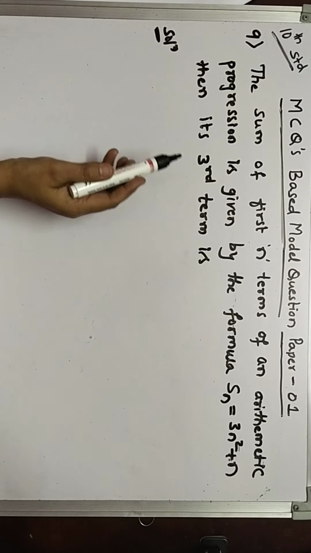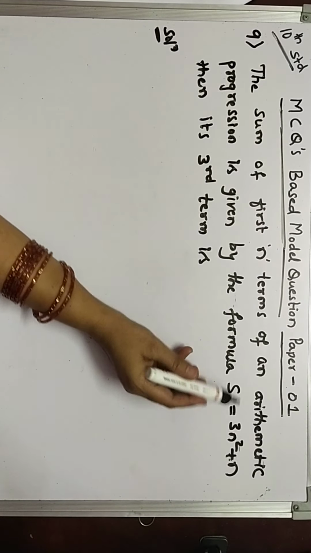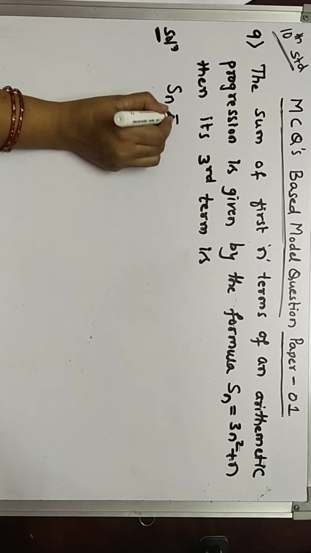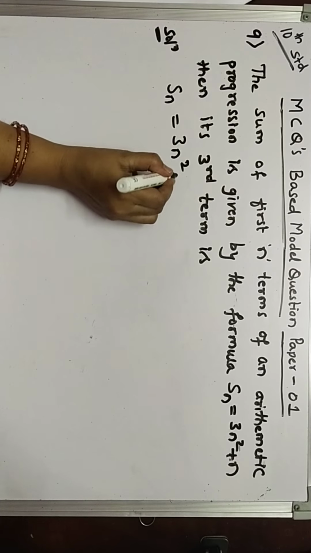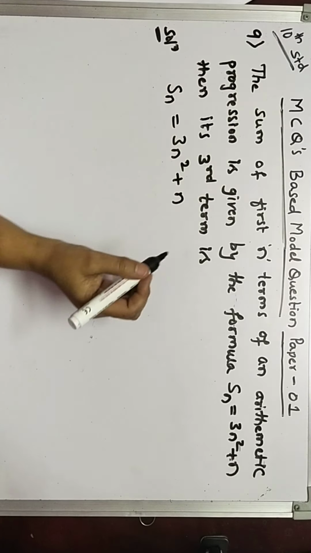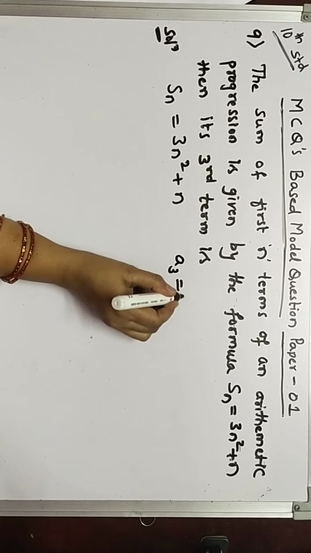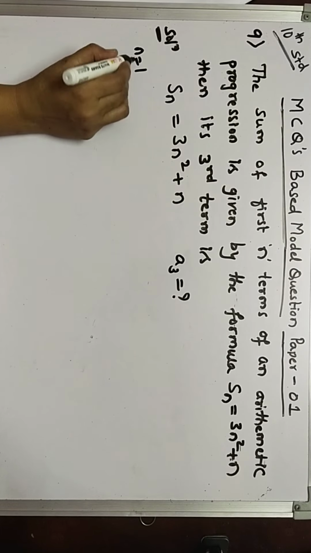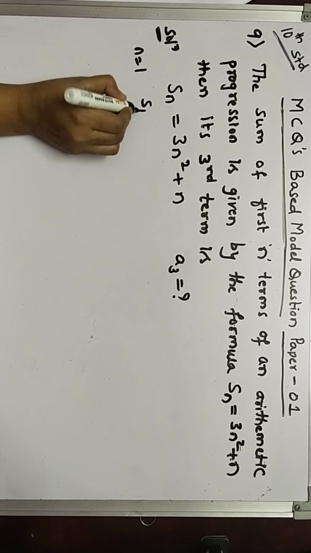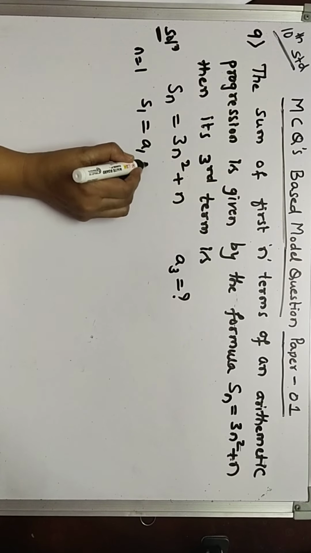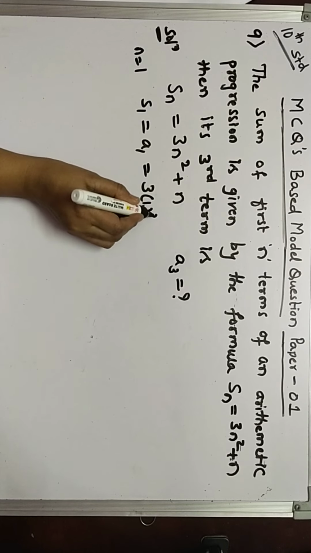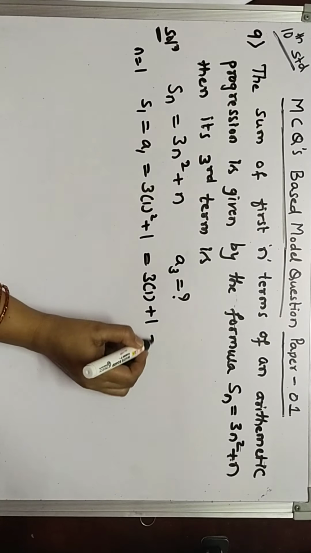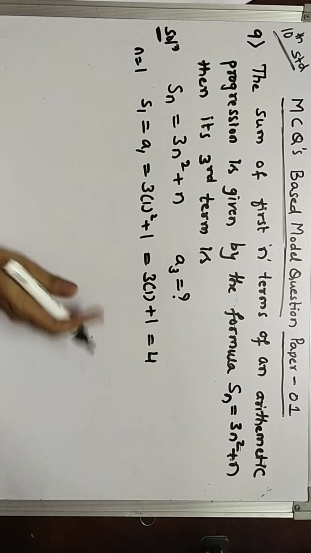Next, ninth question. The sum of the first n terms of an AP is given by the formula Sn is equal to 3n square plus n. Then find its third term, meaning A3 is equal to question mark. For that you have to find the first term and so on. So for that put n is equal to 1 in this. S1 means A1 only, it is the first term. 3 into 1 square plus 1, that is 3 into 1 plus 1, that is 4. 3 plus 1 is 4.